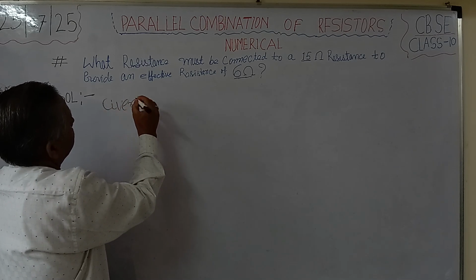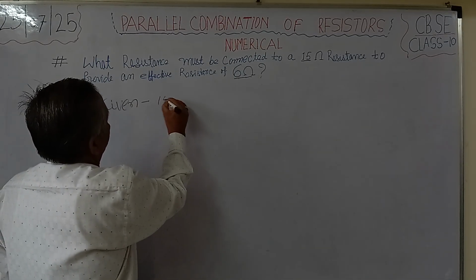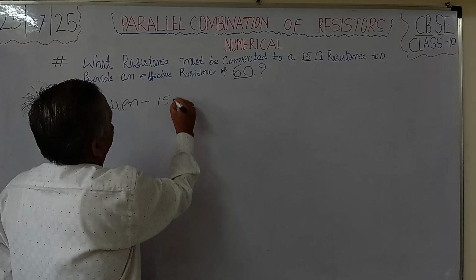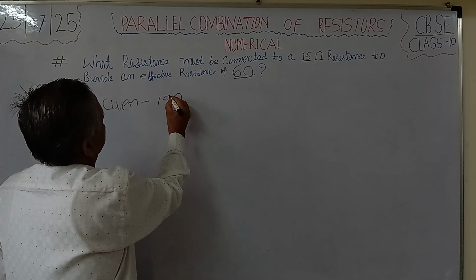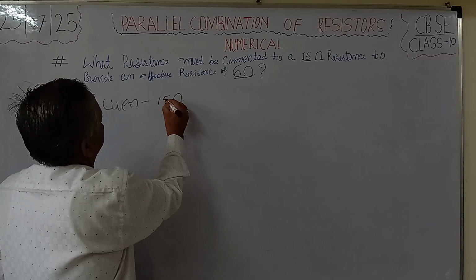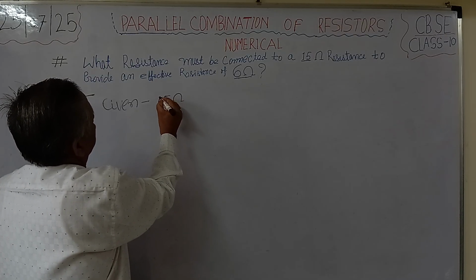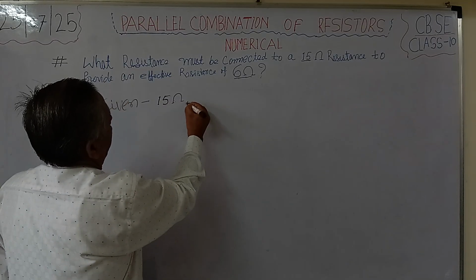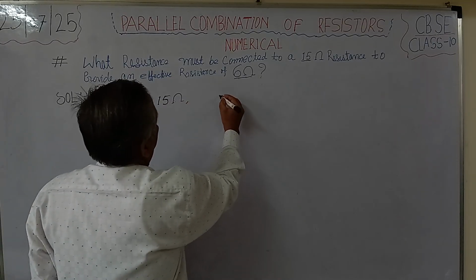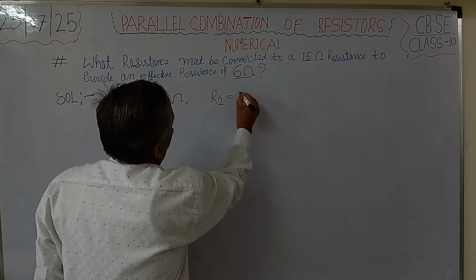Given: R1 equals 15 ohm, and we have to find out the second resistance, say it is R2, which we have to find out.